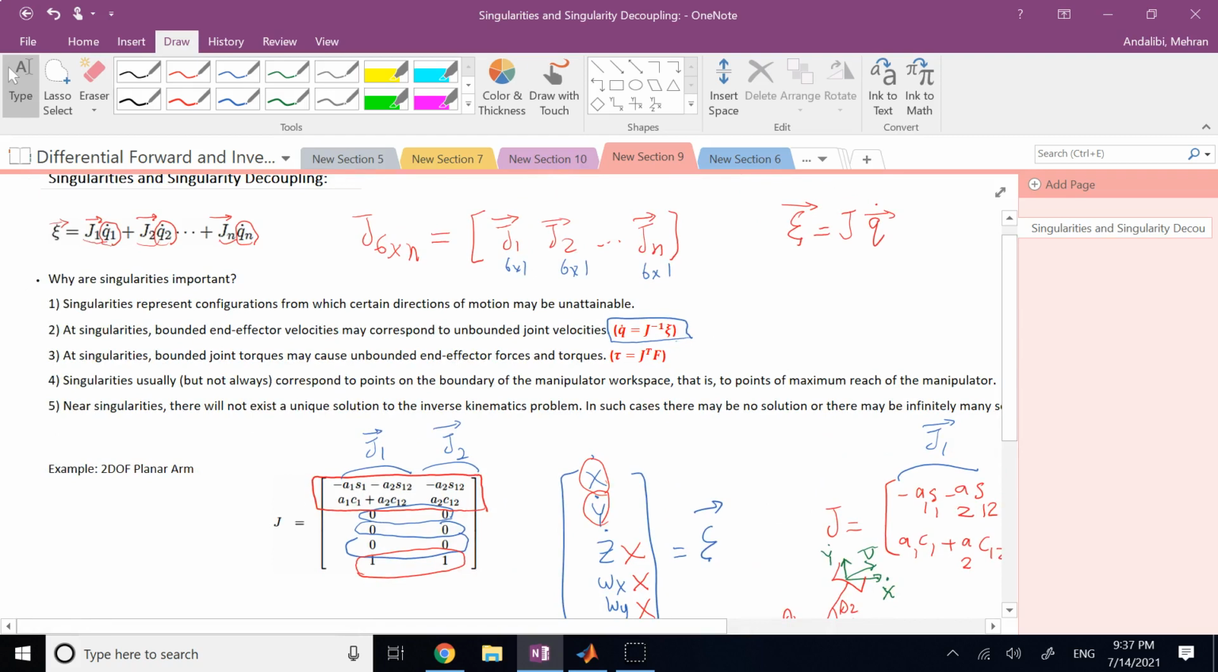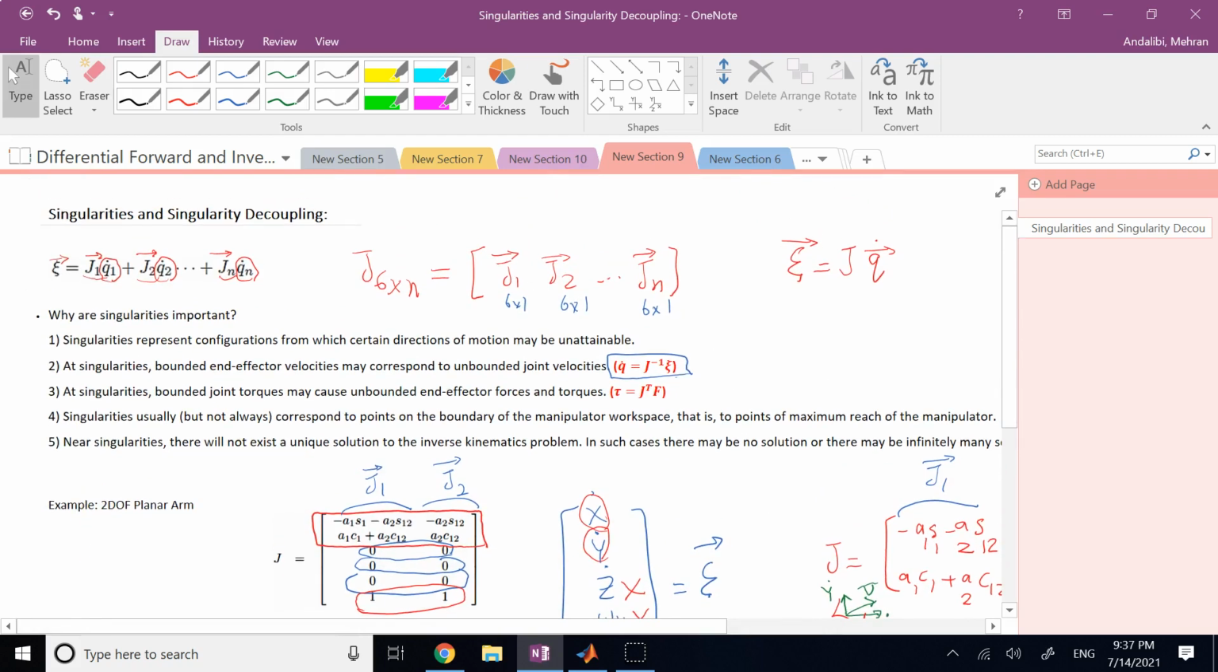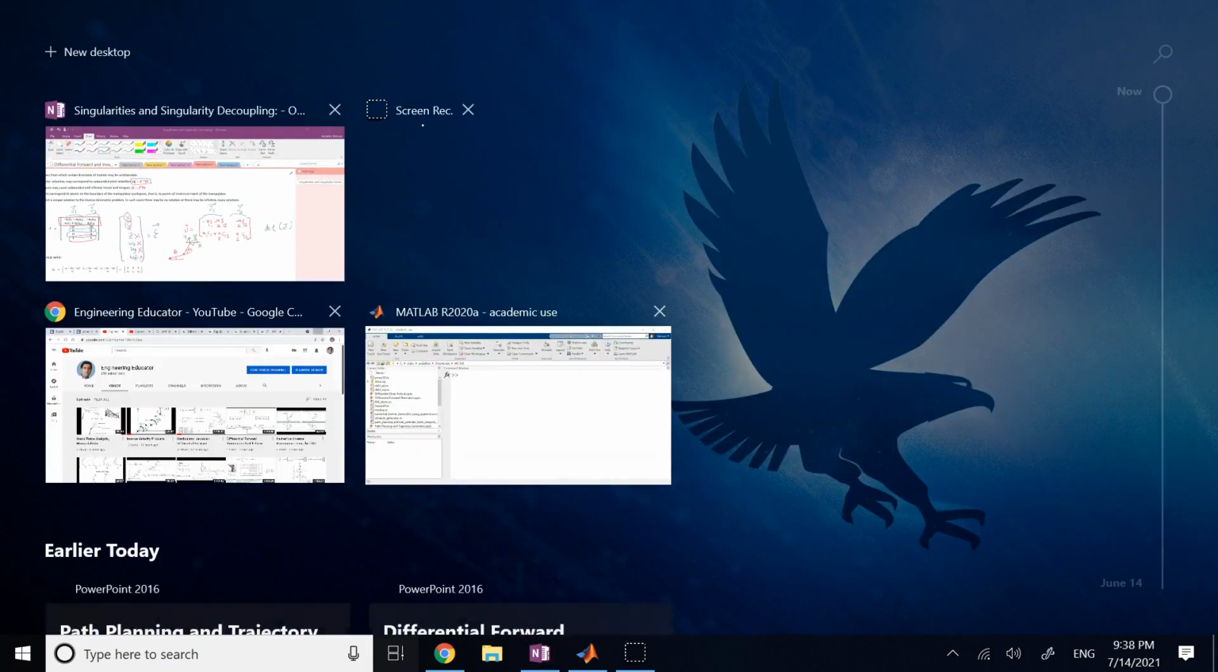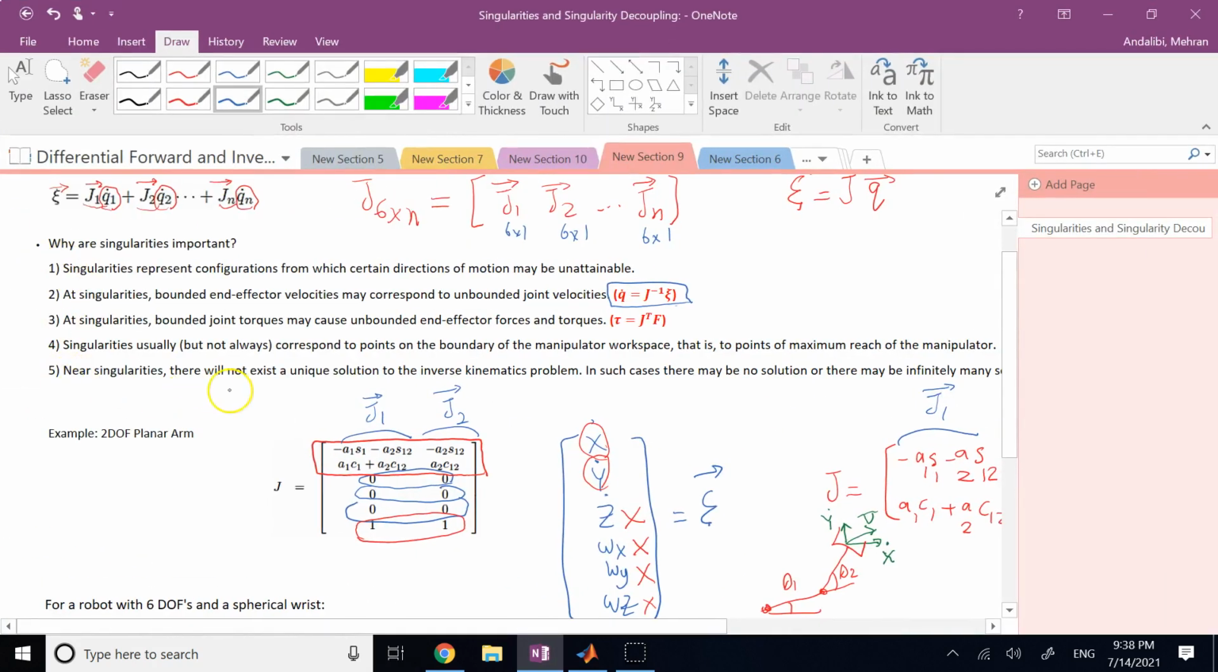So clearly you see the meaning of singularity. If I want to write down a definition for singularity, singularity is those configurations in the robot for which the Jacobian matrix loses rank. It's not full rank anymore, right? It has a rank less than full rank. For those configurations, we call them singularity, and in singularity, so many things can happen. We're going to go through this item 1 to 5, and I'll show you what are the consequences of being at a singularity configuration, okay?